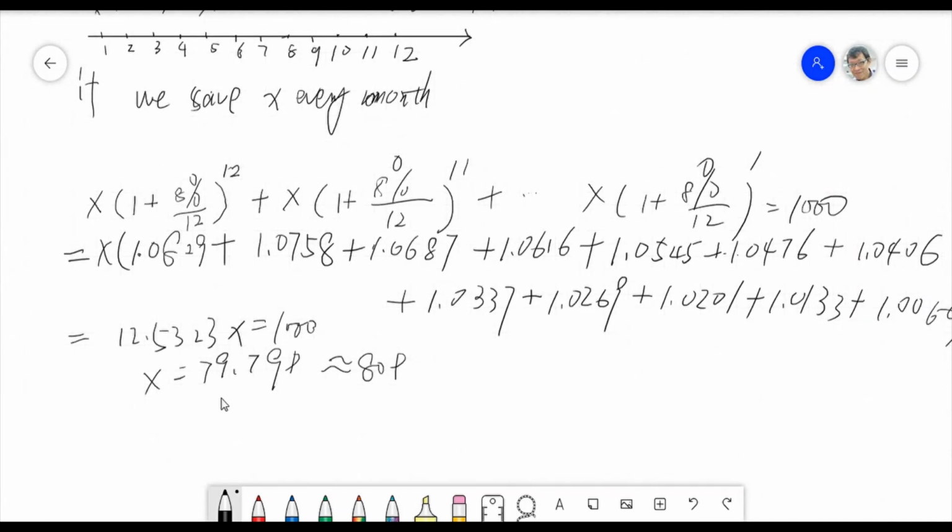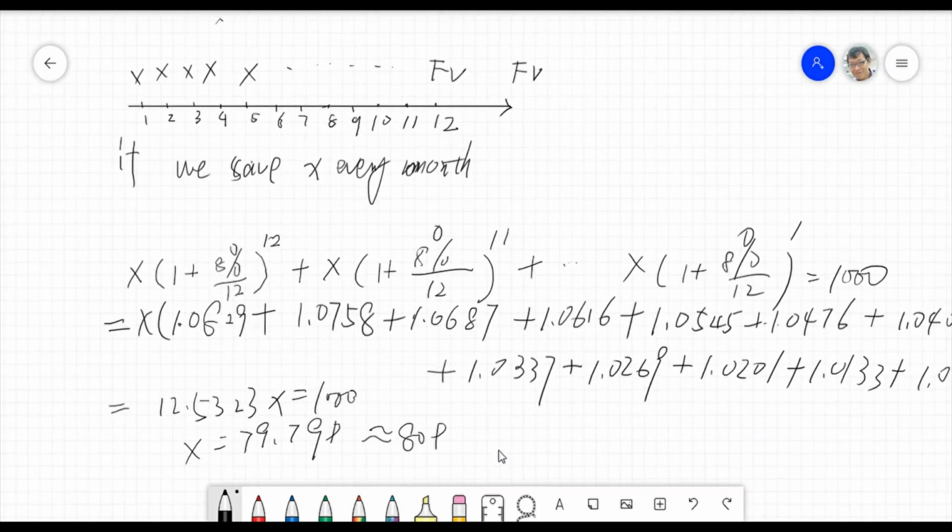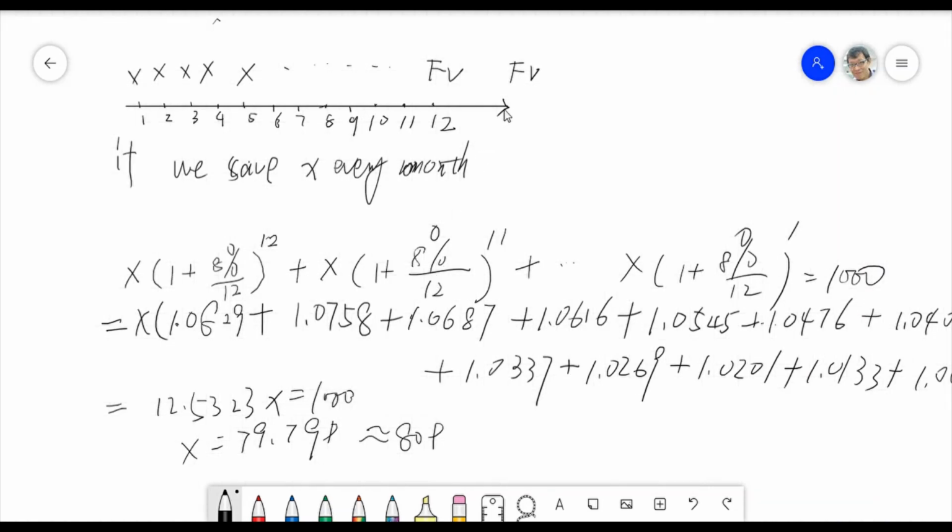X will be 79.70, close to 80 pesos. What that means is that if I want to get 1,000 pesos after 1 year, and I know the monthly compound interest rate is 8%, then starting from today, every month I should save 80 pesos. So after 1 year, I will get 1,000 pesos from the bank. Is that good? I think it's good, right?